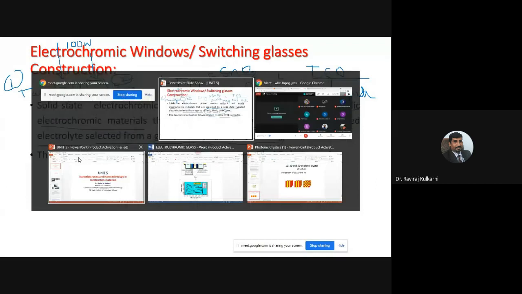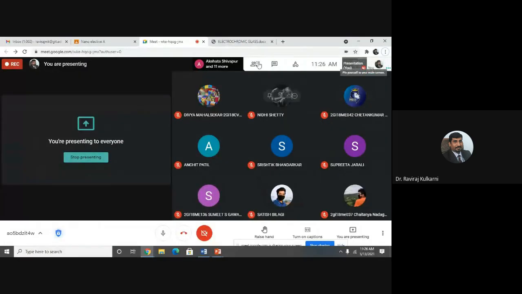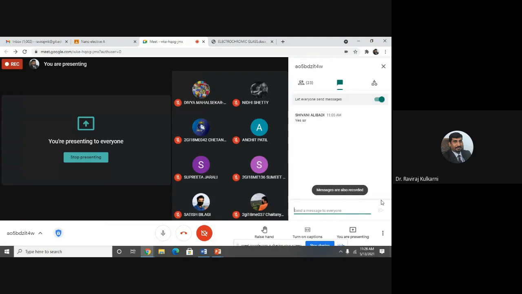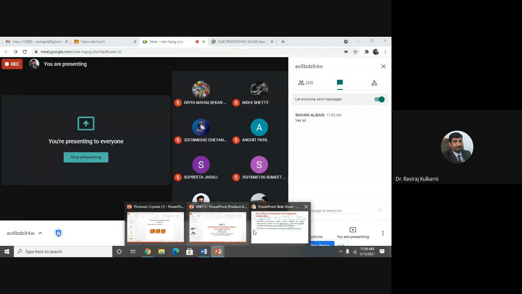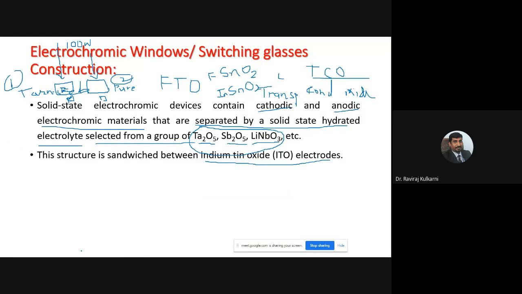You can type it in the chat if you want. Case 1 or case 2. No answers. Only one student answered, saying case 2, that pure glass transmits more light. Anybody else? Tarnished glass or pure glass, which transmits more light?